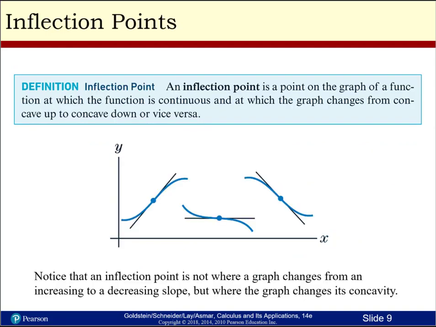Inflection point. An inflection point is a point on the graph of a function at which the function is continuous and the graph changes from concave up to concave down or vice versa. Notice that an inflection point is not where a graph changes from an increasing to a decreasing slope, but it's where the graph changes its concavity.